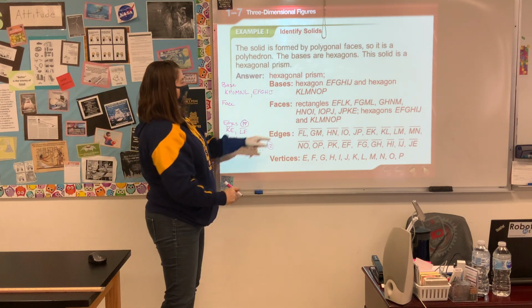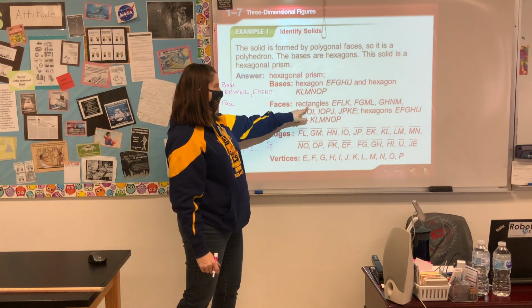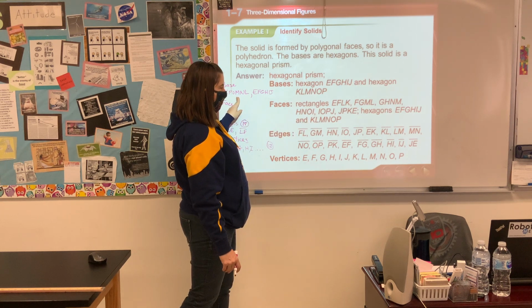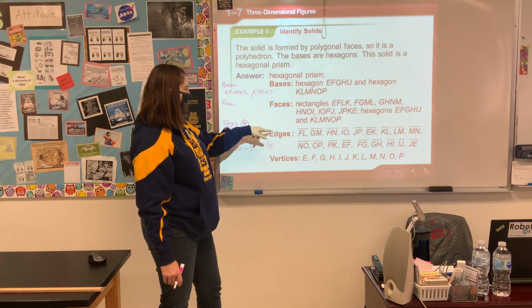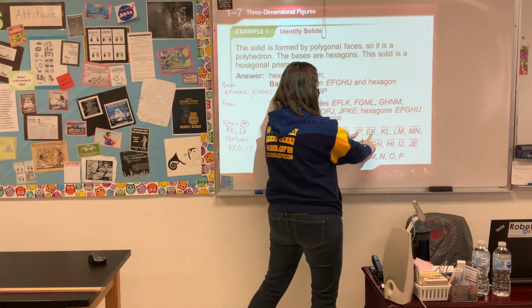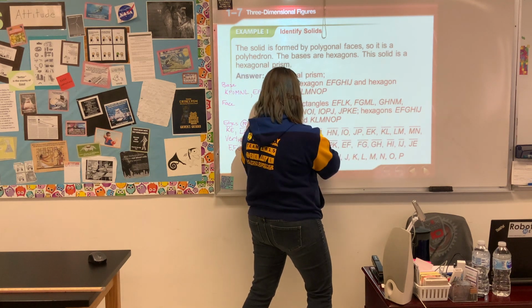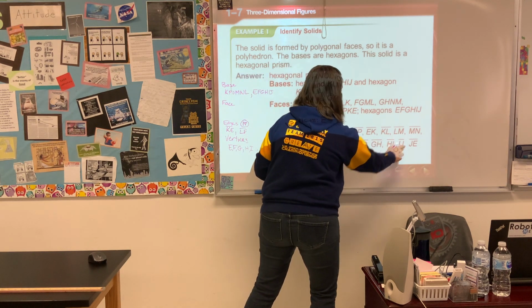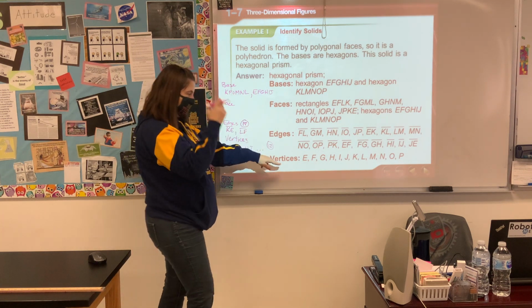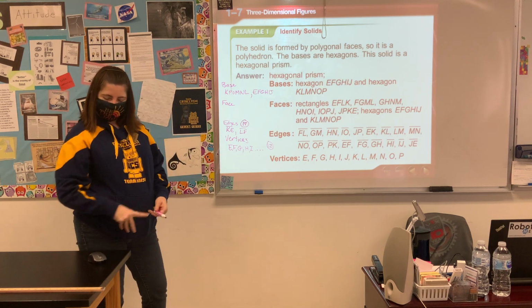Okay. Faces. Okay, we found that we have those rectangles and the bases were also faces. Then we have all these edges. How many do we have? 1, 2, 3, 4, 5, 6, 7, 8, 9. Plus another 9. We have the 18 that we were talking about. And each of those points are a vertex.